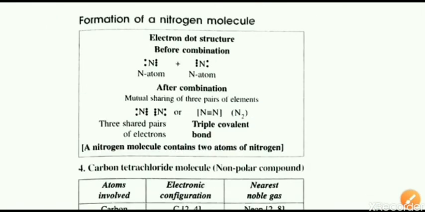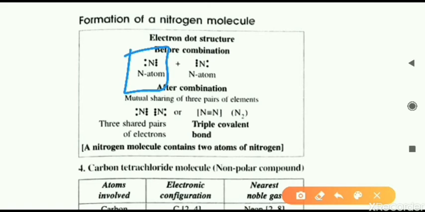Let us have a look at the formation of the nitrogen molecule now. As we have seen, the configuration of nitrogen shows 2, 5. That means 3 electrons are required. So 5 electrons are in the outermost shell. So for nitrogen, first we will draw 5 electrons in the outermost shell.